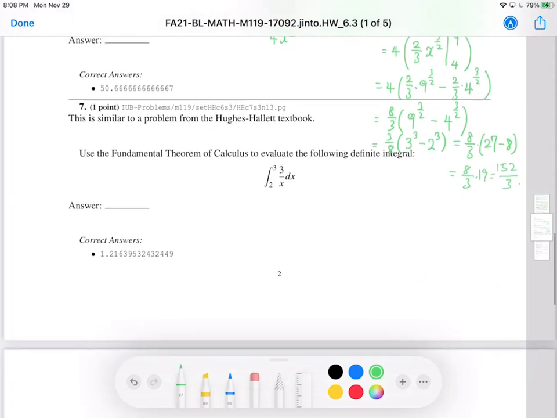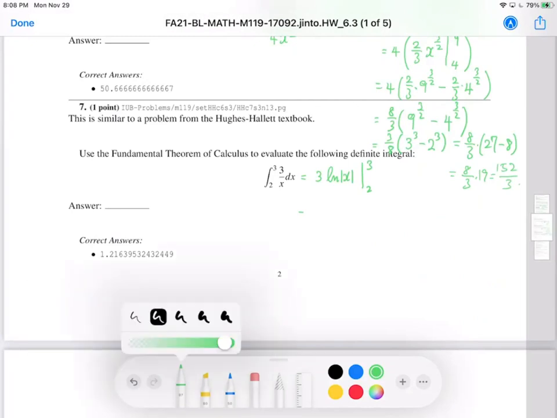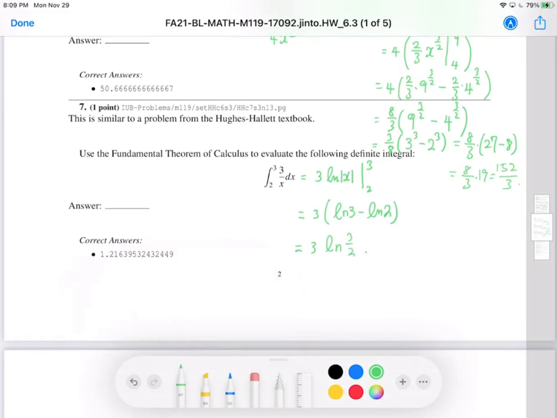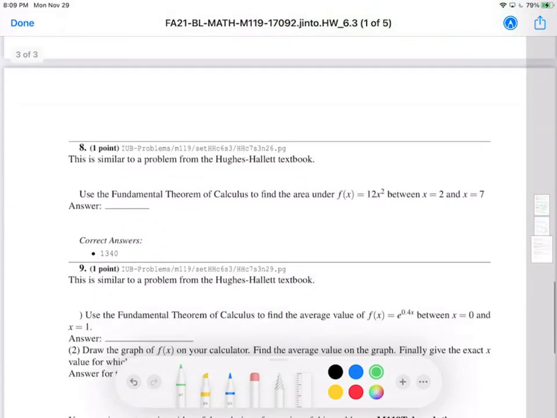So this is equal to the antiderivative of this one, which is natural log of absolute value of x, from 2 to 3. So this is equal to the common factor ln 3 minus ln 2. You can simplify as ln 3 over 2, or you can just leave it. It's okay. Number 8.